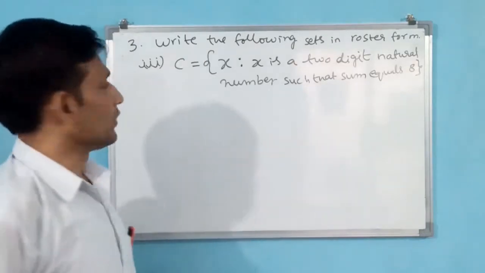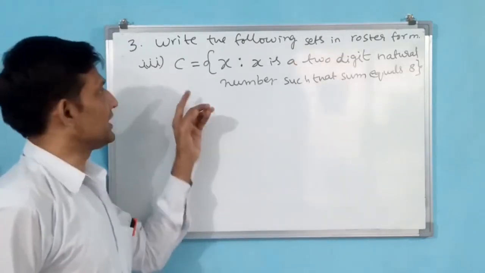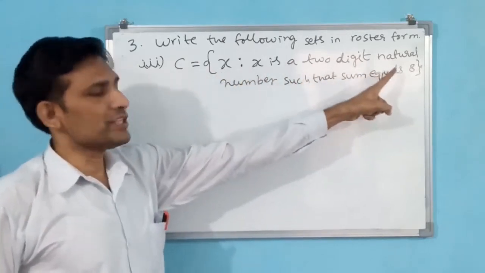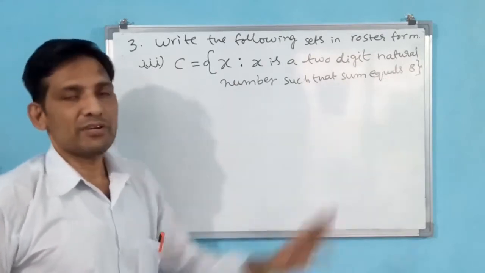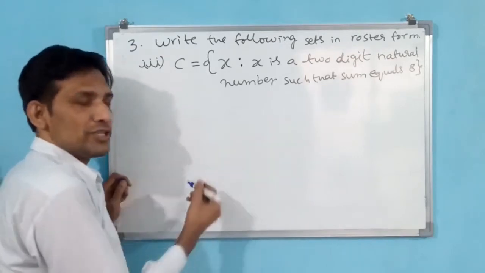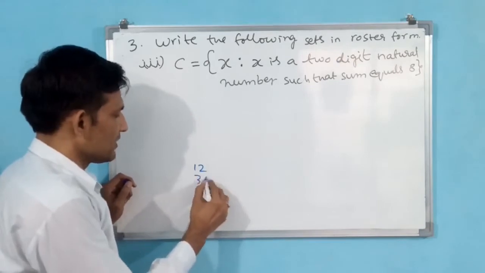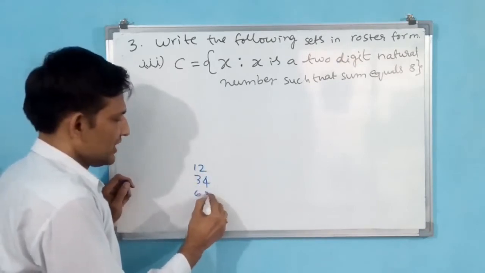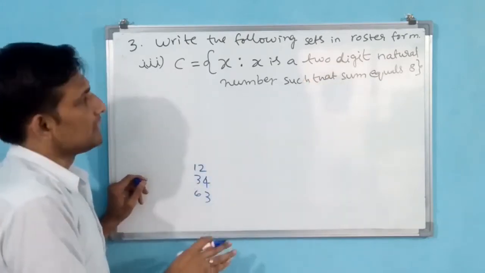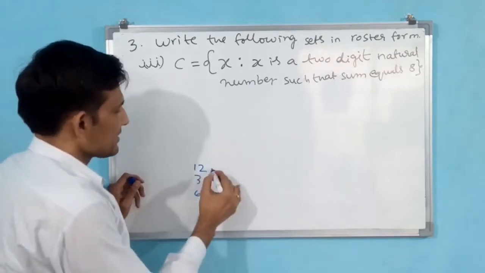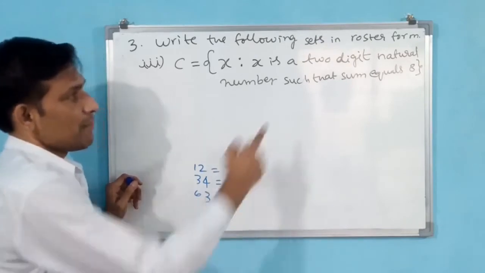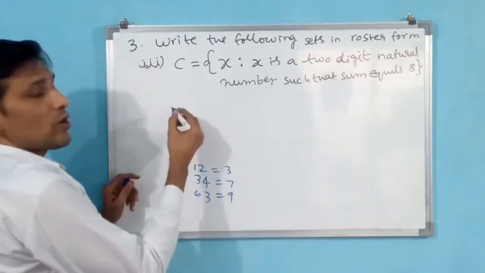Okay. See this question here. C is equal to the set of all x such that x is a 2-digit natural number such that the sum equals 8. That means any 2-digit number, maybe 12 is a 2-digit number, 34 is a 2-digit number, 63, 2-digit number. But what they have mentioned, natural number, these are all natural numbers only. Such that the sum equals 8. Here the sum is 3: 1 plus 2. 3 plus 4, 7. 6 plus 3, 9. But here that should equal 8. How do we have to write?